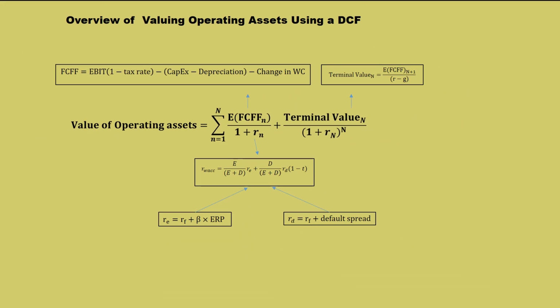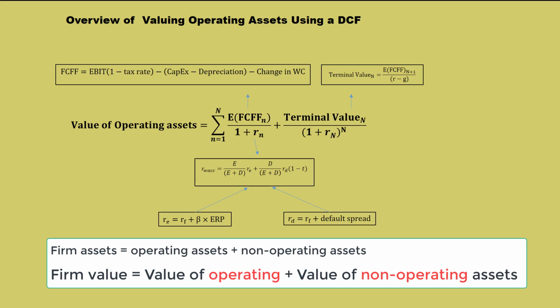This means that the value we get from our discounted cash flows is in fact the value of operating assets of the firm. In other words, the value of firm assets whose earnings are not part of operating income is not yet taken into account. Let's call all those assets non-operating assets. To get to the total firm value, we need to add the value of all non-operating assets to the value we get from discounted cash flows.